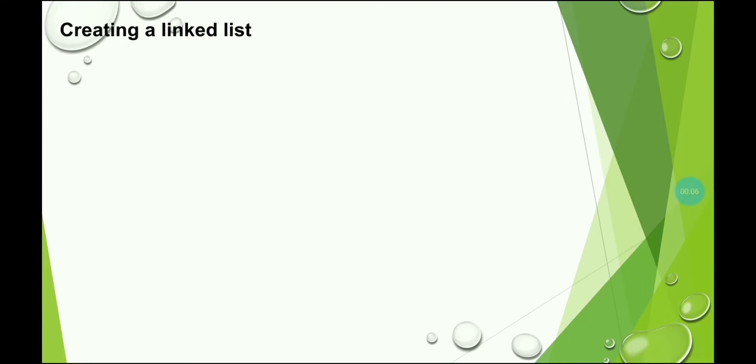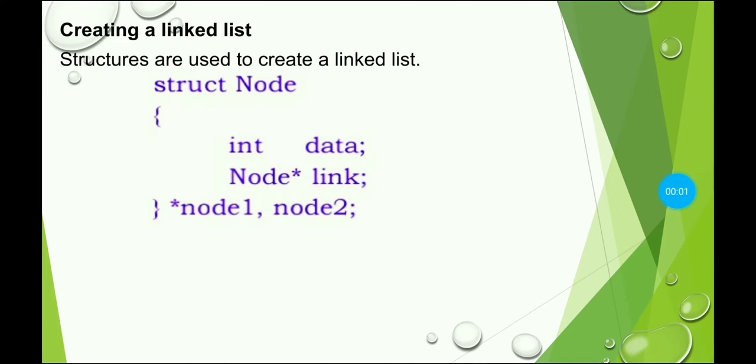See, as I said, linked list is a collection of elements. Each element is called a node here. Again, a node contains two parts, that is the data part and the address to the next node. So we can't use an array data structure here. That is why structures are used to create a linked list. So how to do that?